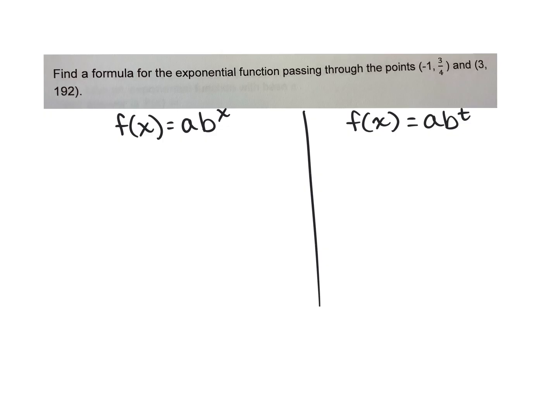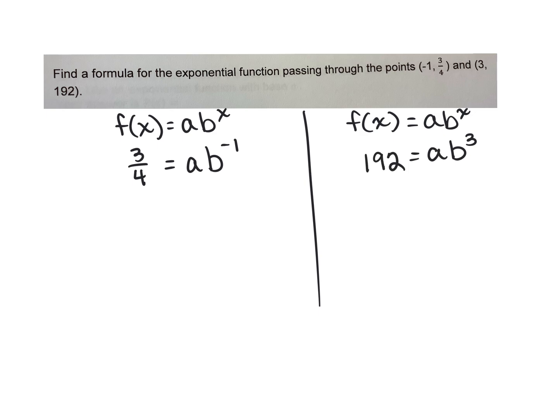So I'm going to take -1 and plug it in for my x. This will be b to the negative first times a, and the y value for this one is 3/4. All right, now I'm going to go to the other ordered pair point. I'm going to put 3 in for t, or x. Let me change that to an x. So I'm going to plug 3 in for my x, and then a I still don't know, and the y value is 192.